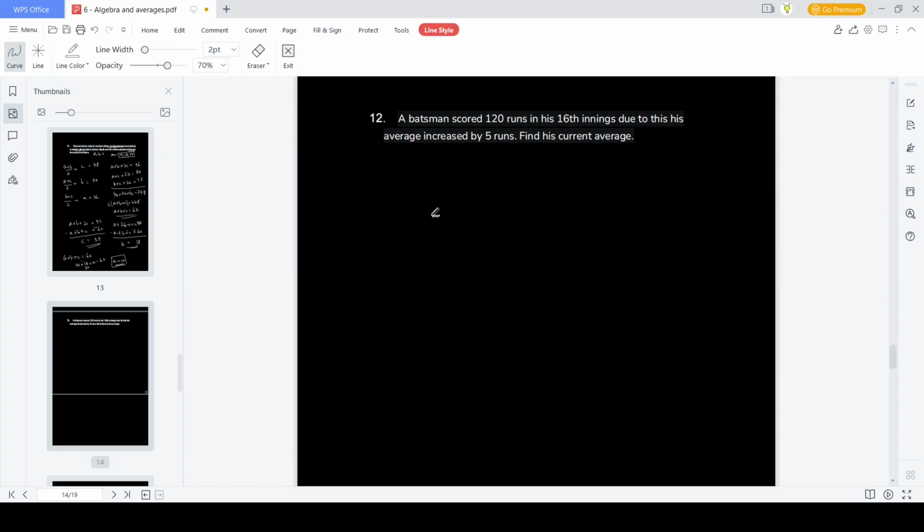Due to which his average from the 15th innings increased by 5 runs, in the 16th innings. Now we have to find out the current average, that is the 16th inning average. So now I will find out. See, we know that average till the 15th innings plus 5 runs is equal to average in the 16th innings, because the 16th innings average increased by 5.